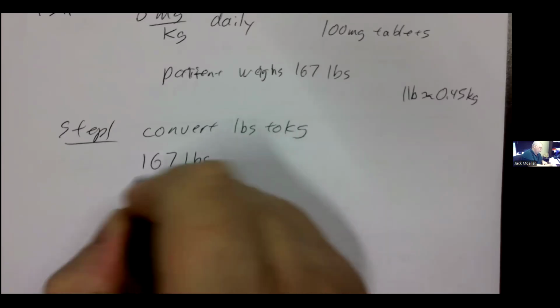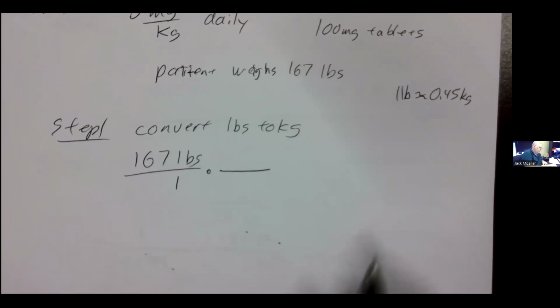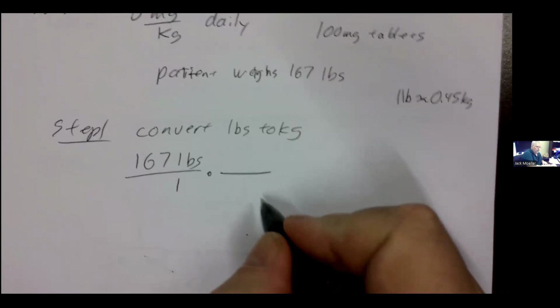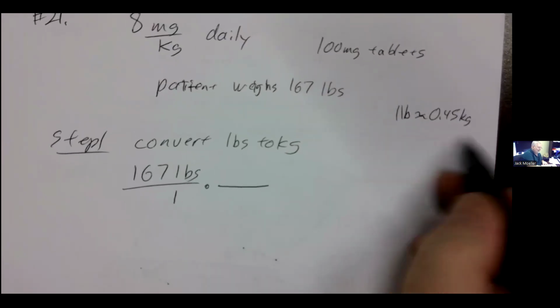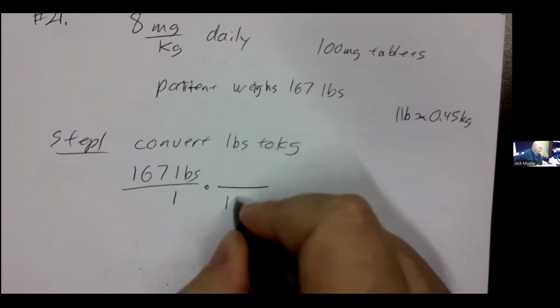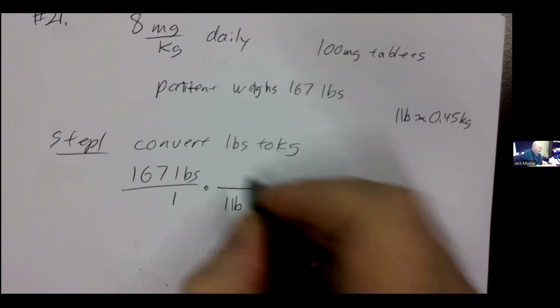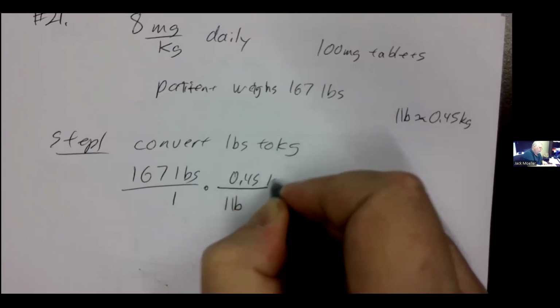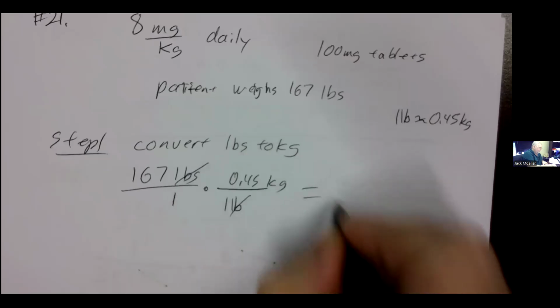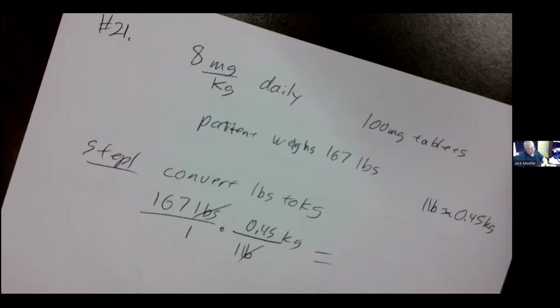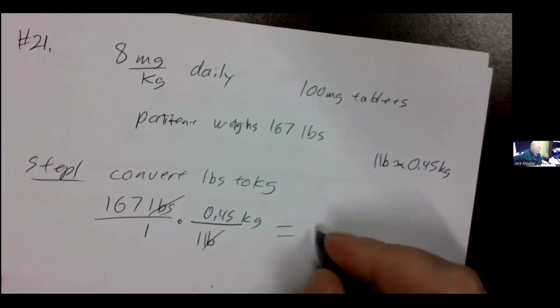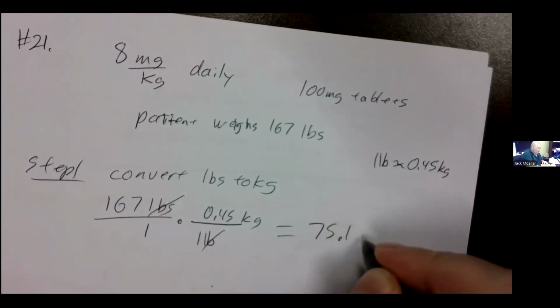167 pounds over 1. And now we're going to say 1 pound. Don't use 2.2 pounds to 1 kilogram, because that's not how the problem was coded. They're using this conversion instead. So 1 pound is 0.45 kilograms. So 167 times 0.45 is 75.15 kilograms.